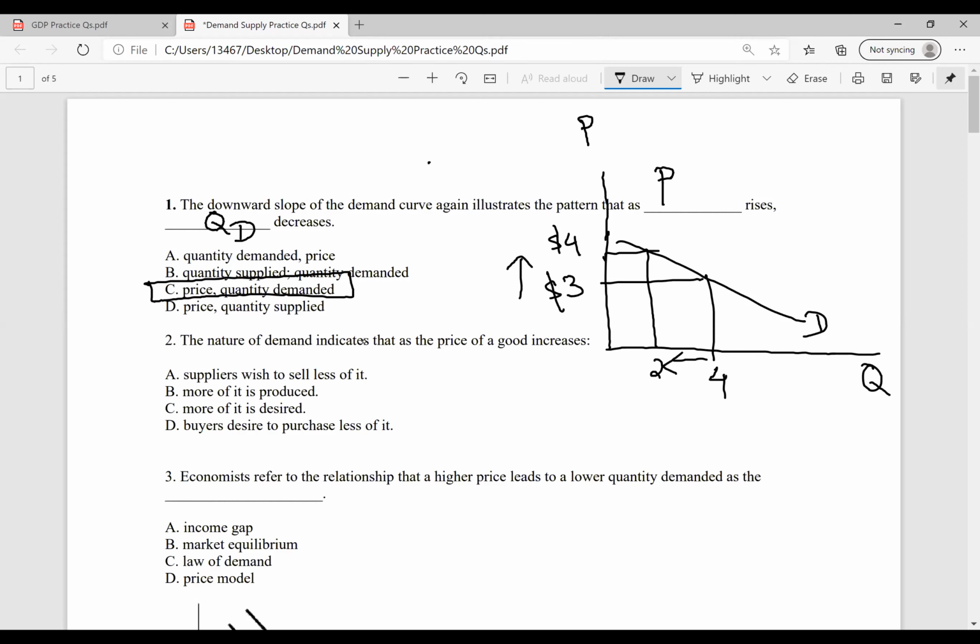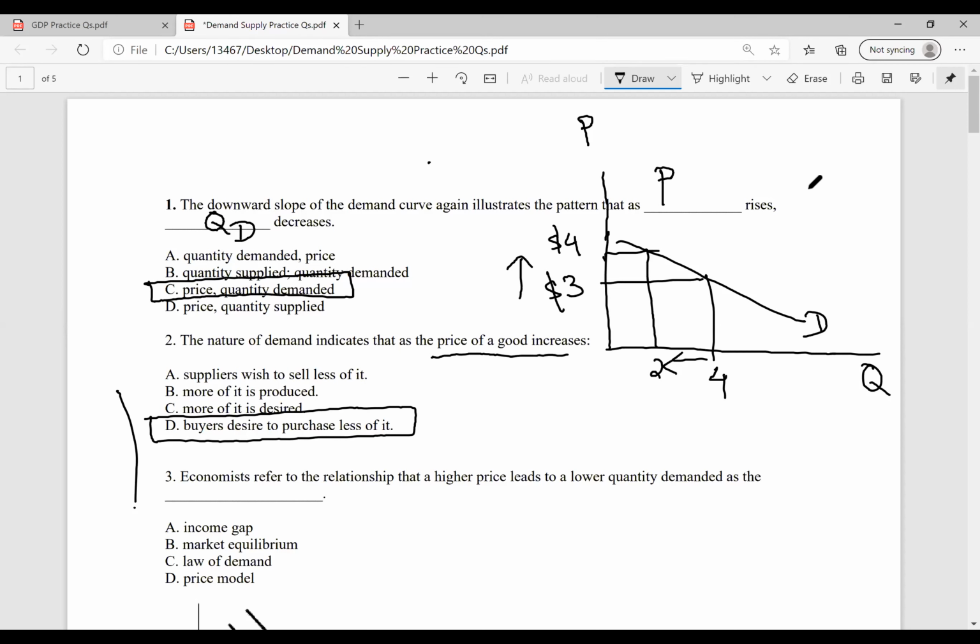Question number 2, the nature of demand, that as price of the good increases. That means what? If you are a buyer here, what would you do? If I'm a buyer, if the price is going up, I will buy less of the good. So this is the answer to question number 2. Right.